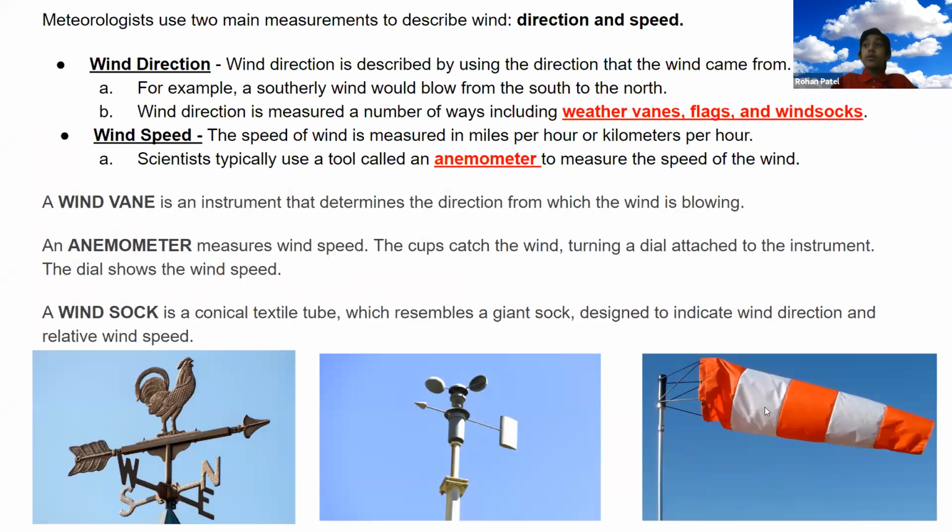So meteorologists use two main measurements to describe wind: direction and speed. Wind direction is described by using the direction that the wind came from. For example, a southerly wind would blow from the south to the north. Wind direction is measured by a number of ways, including weather vanes, flags, and windsocks. Wind speed, the speed of wind, is measured in miles per hour or kilometers per hour. Scientists usually use a tool called an anemometer.